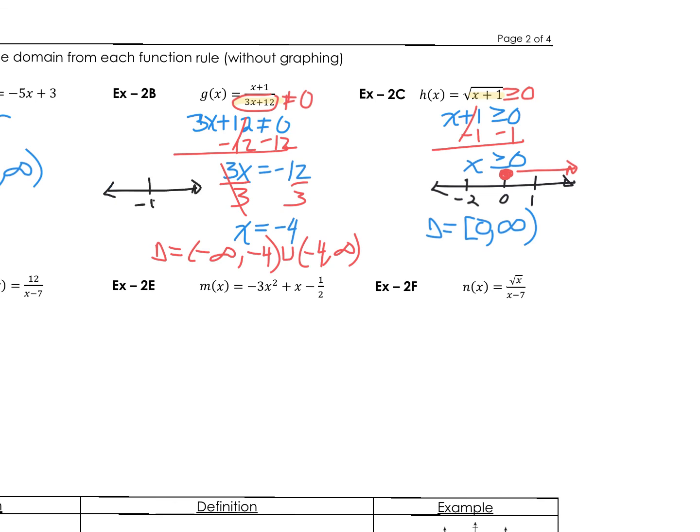So we have negative 4 here, and then we have negative 2 here and negative 6 here. So you would have an open circle at negative 4, but an arrow to the right and an arrow to the left. That's what the domain would look like on a number line.